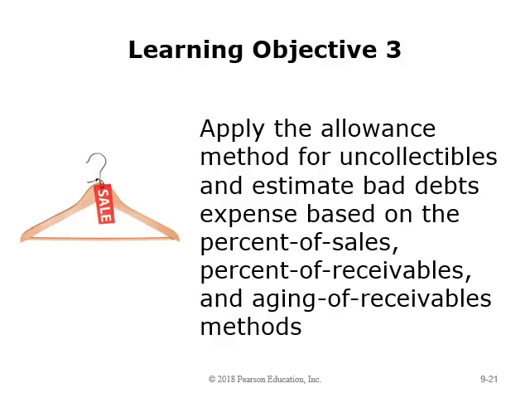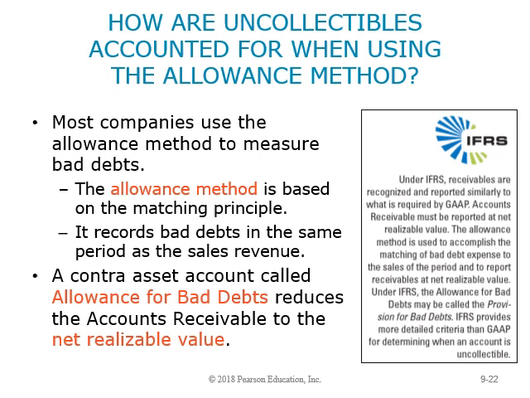So we have an alternative method that we can utilize. In this case, we're going to use the allowance method for uncollectibles. And there are 3 different allowances that we can take. We can use percent of sales, percent of receivables, or the aging of receivables methods. And we're going to go through all 3 of those. So most companies will use the allowance method to measure their bad debts. The allowance method is based on the matching principle.